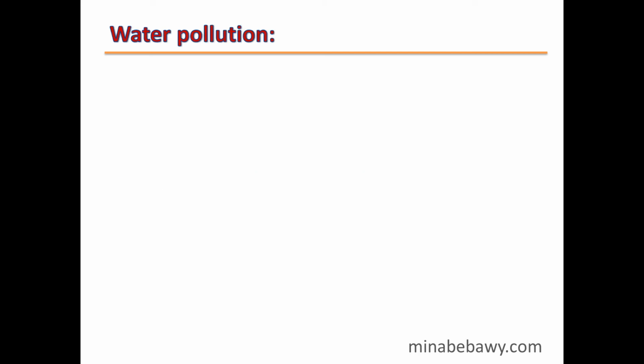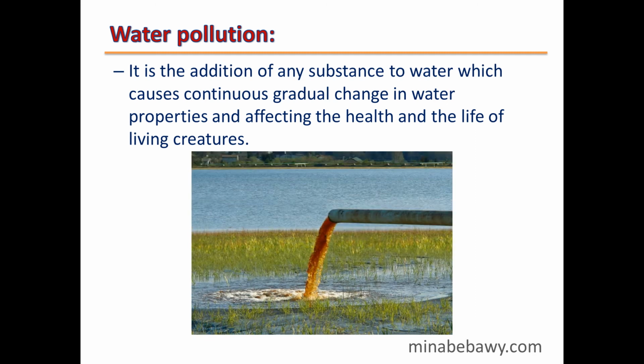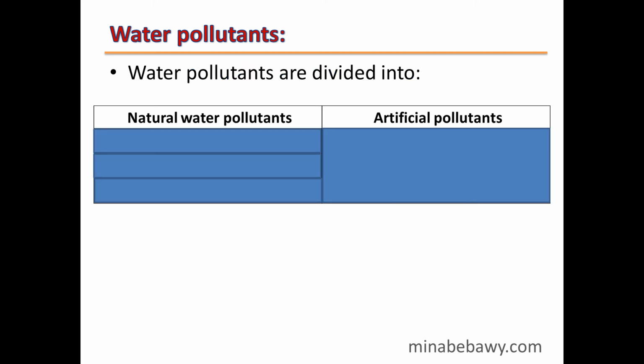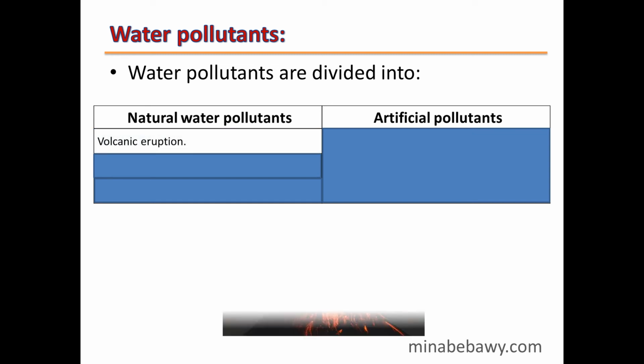Water pollution. It is the addition of any substance to water which causes continuous gradual change in water properties and affects the health and the life of living creatures. Water pollutants are divided into natural water pollutants and artificial pollutants.